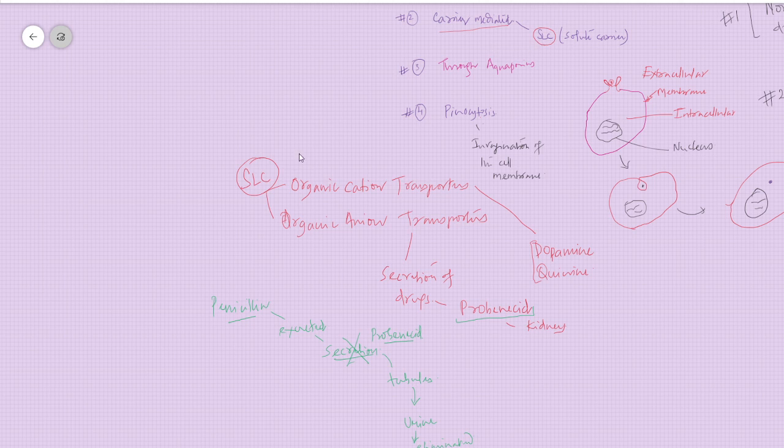Carrier mediated transporters: there are these carriers, and there is another carrier that we need to remember, and that carrier is ABC transporters. So this is number 1 and this is number 2, and they are involved in carrier mediated transport. What is ABC actually?